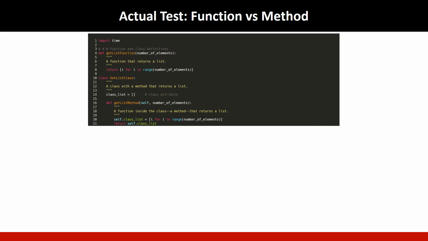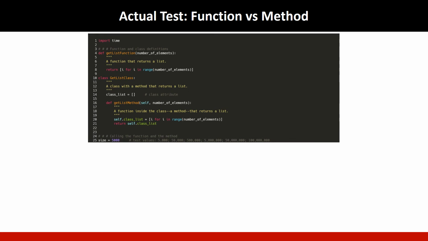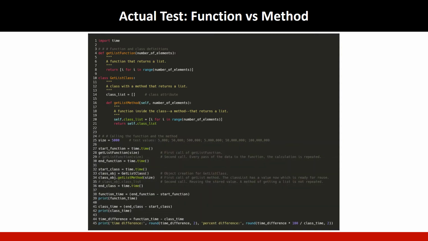After writing from line 1 to 21, we can now test the function and the method using different numbers of elements on the list. This parameter is referred to as size in line 25. The value of the size is varied from 5,000, 50,000, 500,000, 5 million, 50 million, and the last is 100 million. Instead of using a for loop with 10 iterations, the script is run 10 times for every size, and the execution time is recorded for both function and method.